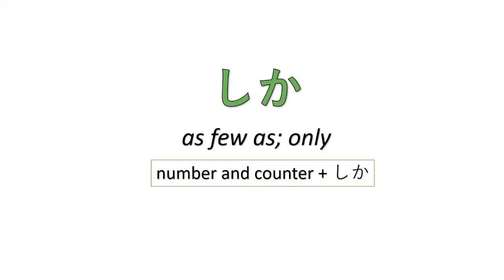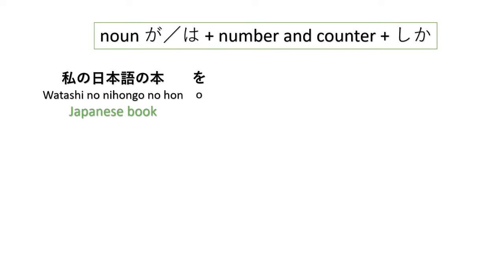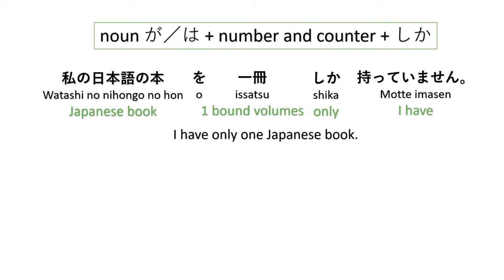And shika. Shika means as few as or only, like only one. Okay? So again, it directly follows the number and counter. 私の日本語の本の一冊しか持っていません. I have only one Japanese book. Okay? So here, shika follows isatsu. So here, we have the counter for bound volumes. Satsu.